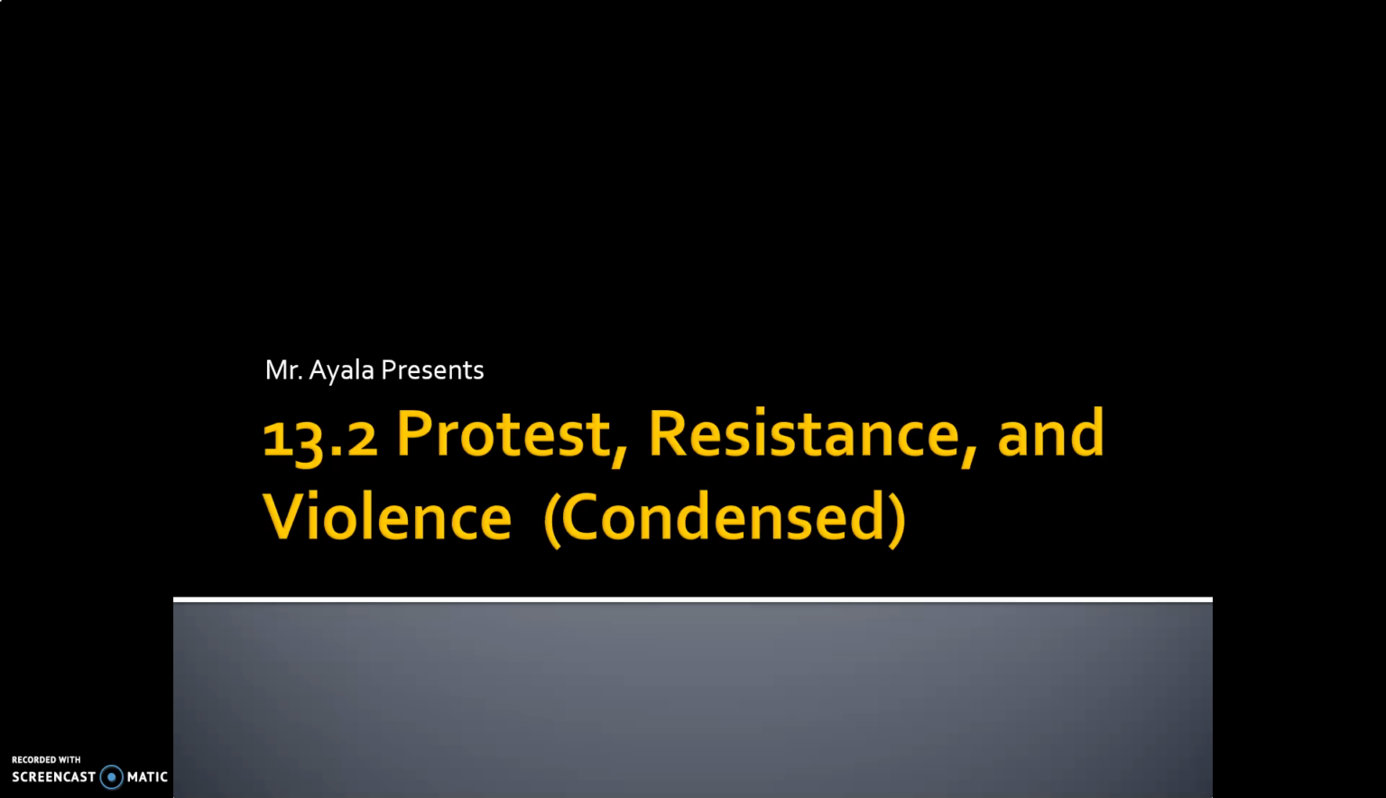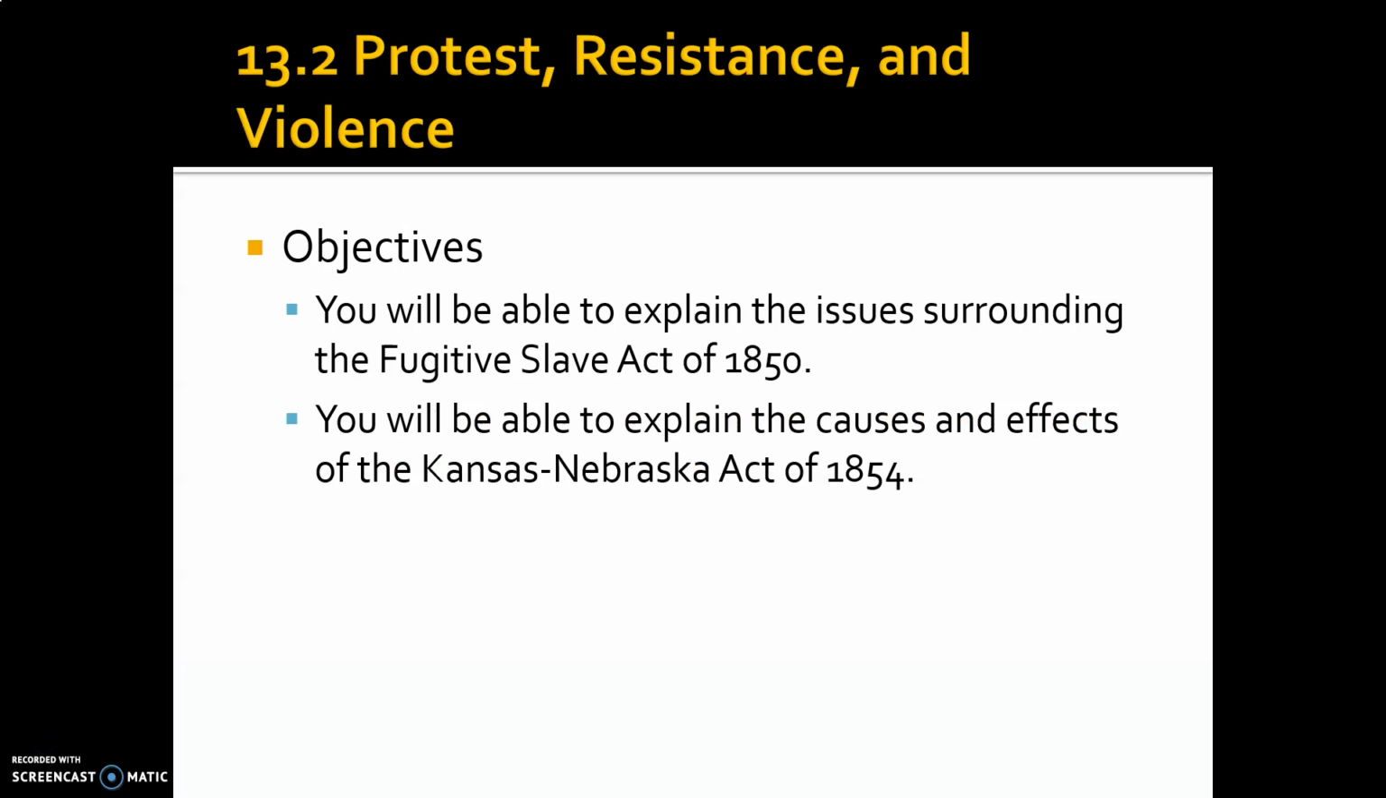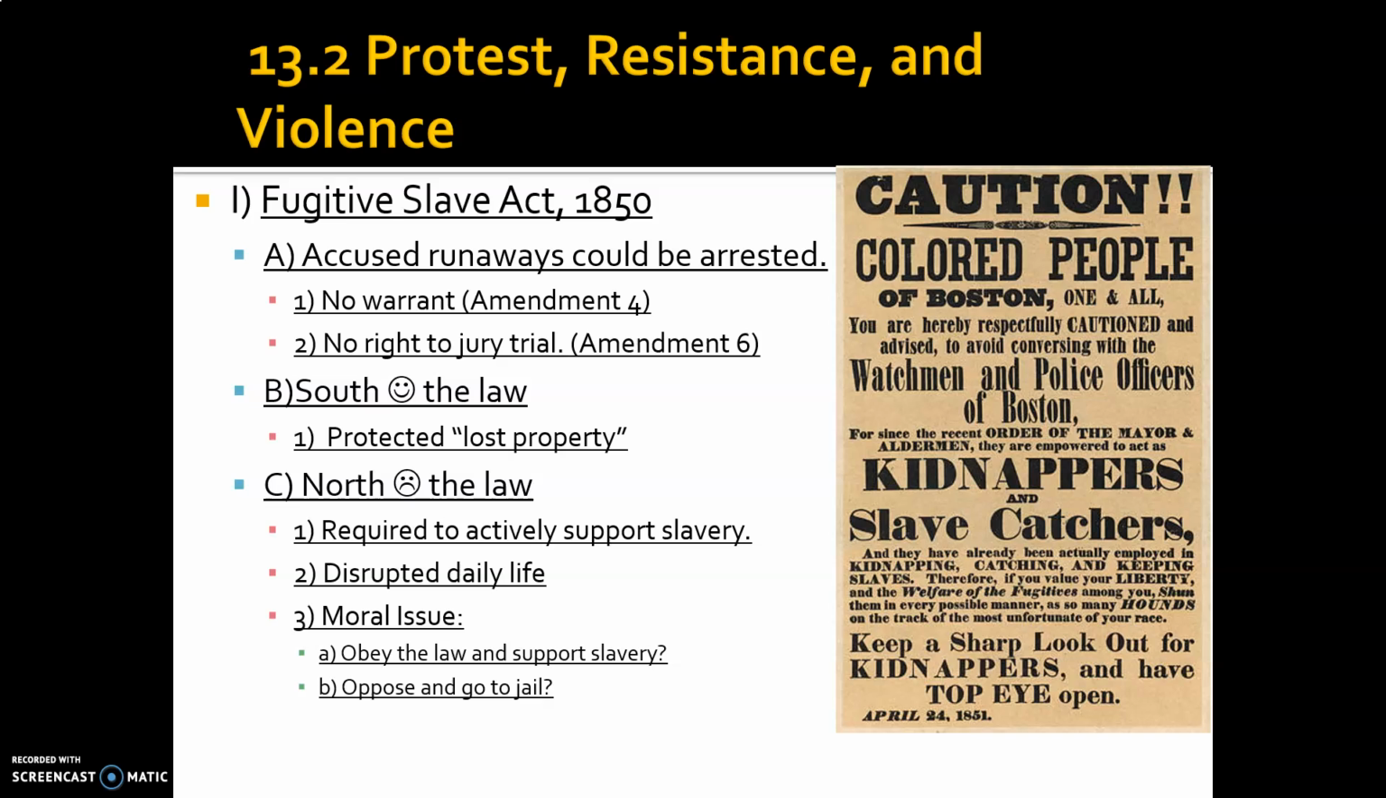This is 13.2, Protest, Resistance, and Violence, Condensed. So, our objectives. You will be able to explain the issues surrounding the Fugitive Slave Act of 1850, and you will be able to explain the causes and the effects of the Kansas-Nebraska Act of 1854.